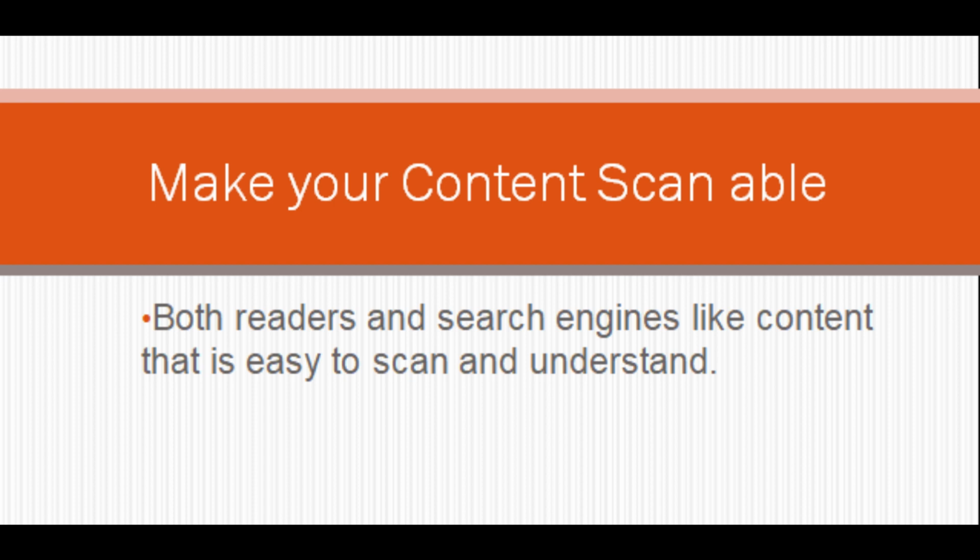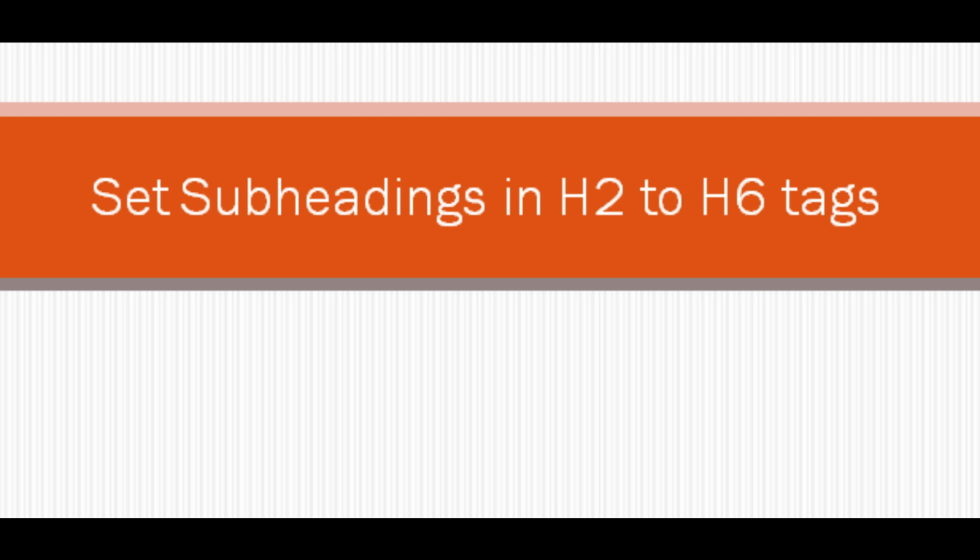Go through your content and use formatting that makes it easy to quickly scan and review. Break content into sections with descriptive subheadings. Use bullet points for lists of information. Use bold formatting or callouts to highlight important points. Set subheadings in different H tags.